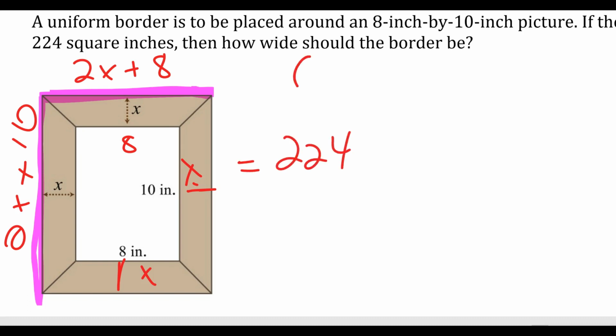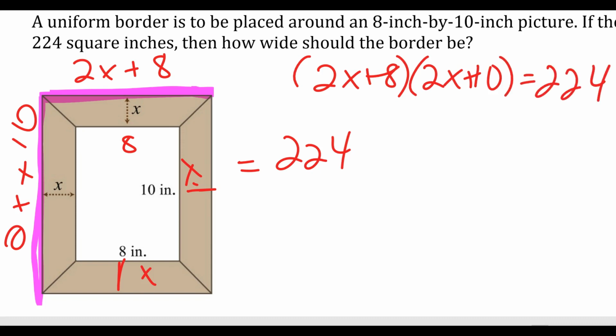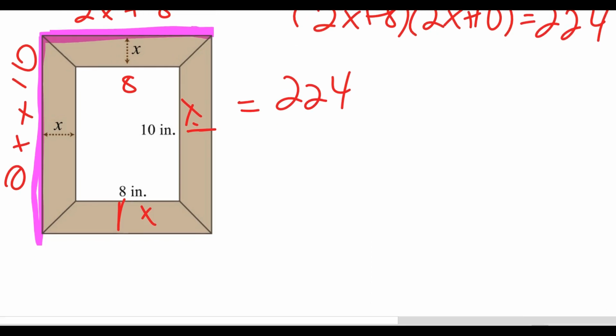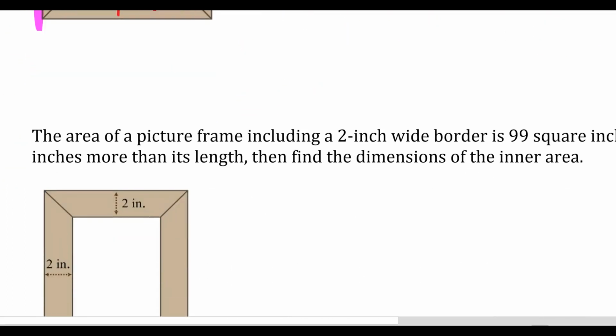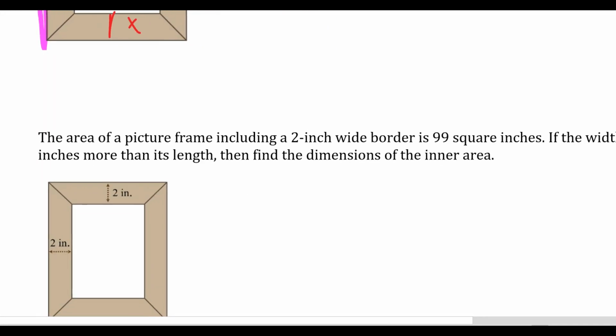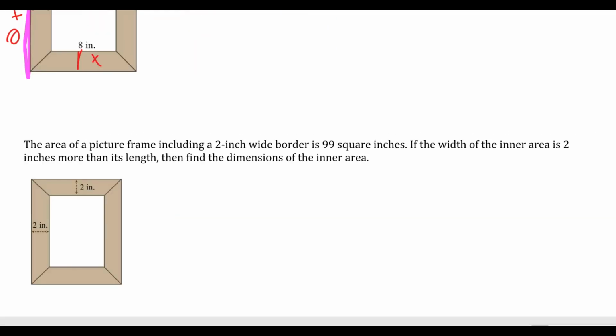So now this entire area is equal to 224. So I have the length of 2x plus 8 times the width of 2x plus 10 equal to 224. Everybody else had to solve, so I'm not going through that. All right, and then the last problem, let's read it first.